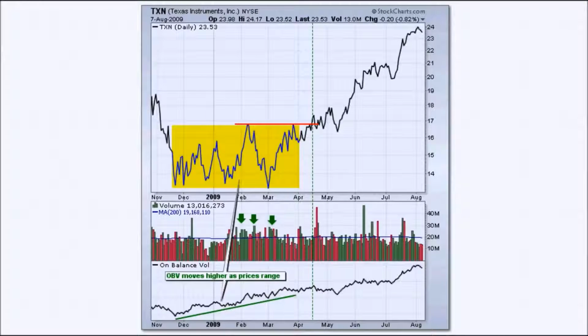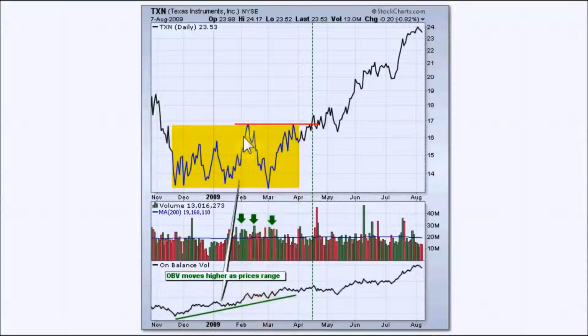Here's another example of a bullish divergence. Texas Instruments was also range bound for about 5 months in this area right here, between about $13 and $17. It was up and down. The lows and the highs were in this range. So it really wasn't going anywhere. But if you look at OBV, when you draw a trend line through the lows, they're flat. But OBV was rising.